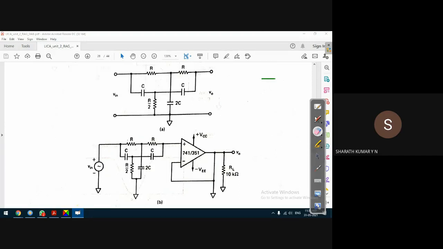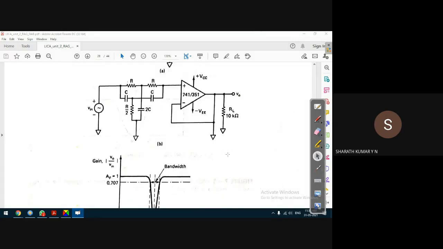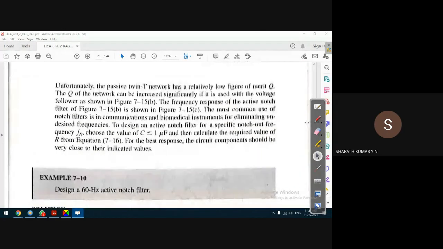Of course, if you want any amplification, we can use this as an inverting or a non-inverting amplifier, thereby we can achieve amplification also. Whenever we have an op amp circuit, we have that flexibility. The frequency response of the active filter is shown. The most common use of this notch filter is in communications and biomedical instruments for eliminating undesired frequencies. For example, let's say we know that the source of noise is in a particular range.